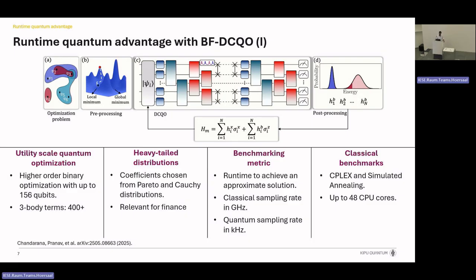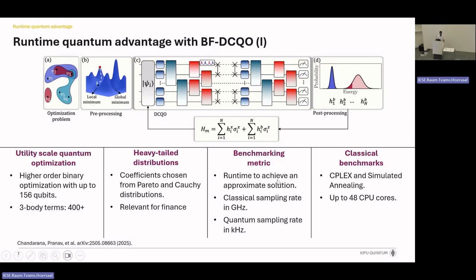The second thing is how to choose the coefficients. You have the terms now, so how do you choose the coefficients? If you choose some Gaussian distribution or uniform distribution, these problems are easy to solve for classical solvers, especially CPLEX and simulated annealing. They can find a solution very, very fast. We looked at other distributions, what we call here Cauchy and Pareto, and these were kind of difficult for the classical solvers that we considered. We are also analyzing many other distributions that are relevant to industrial problems. But in this paper, the coefficients are chosen from the Pareto and Cauchy distributions.